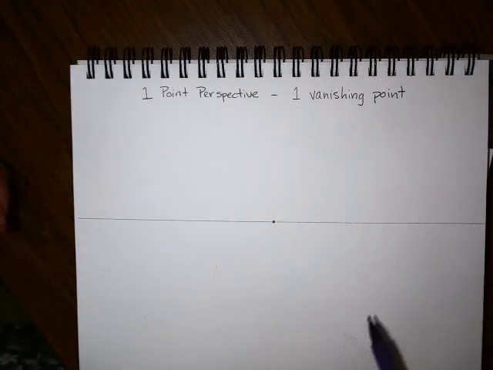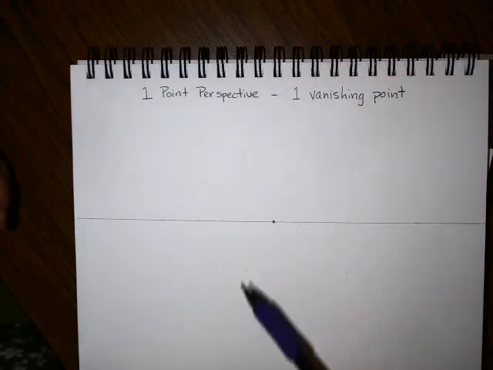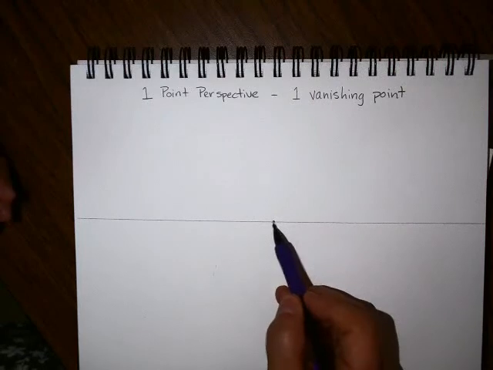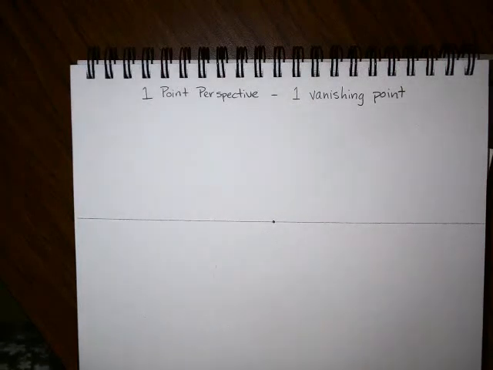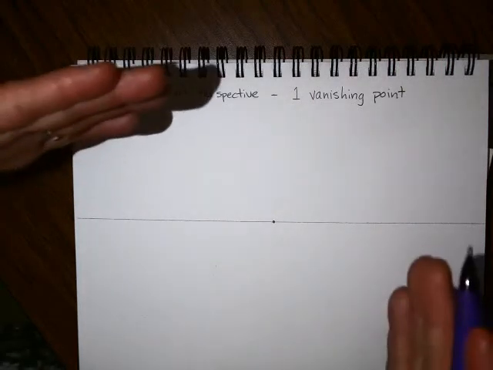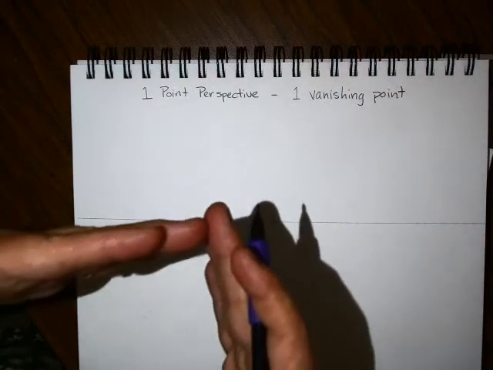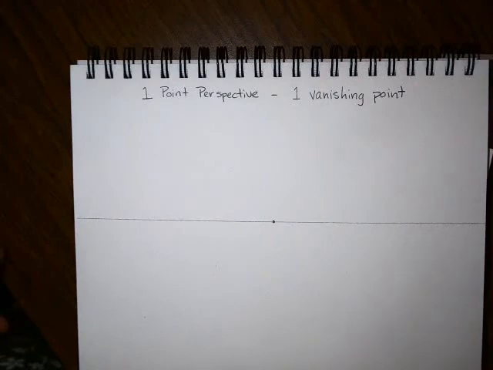So a lot of times you will see this in cityscapes or landscapes where you're looking off into the distance and things look very, very tiny. If you're driving down a highway and you look down that highway, everything starts to go to one single point. Okay, that is 1 point perspective.